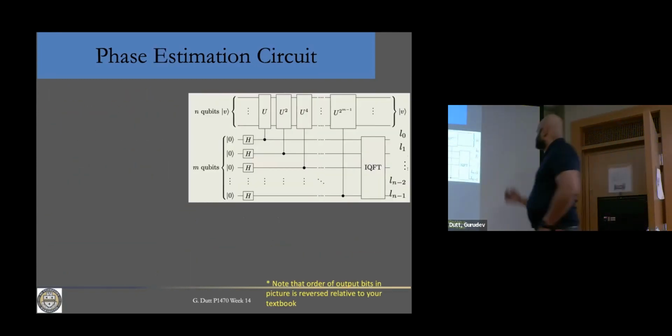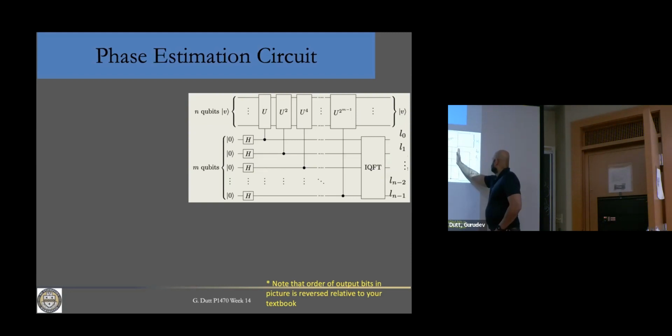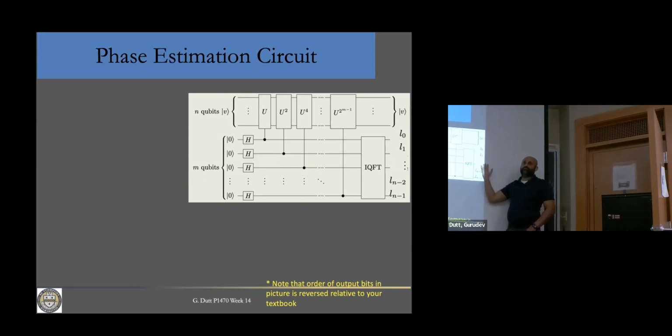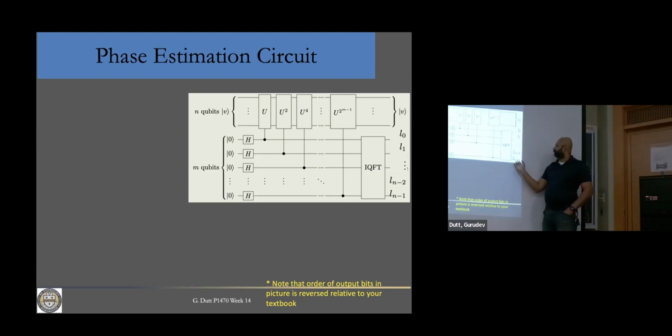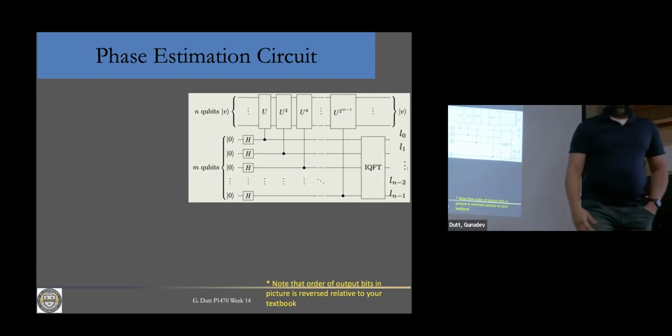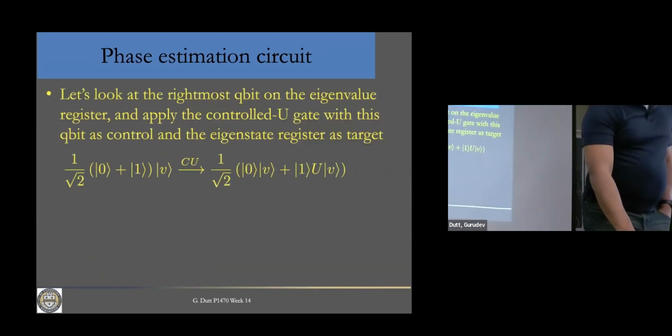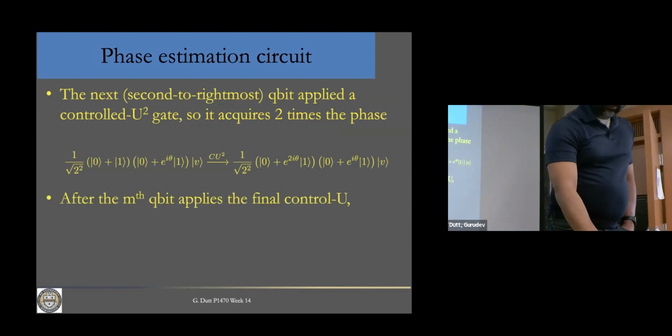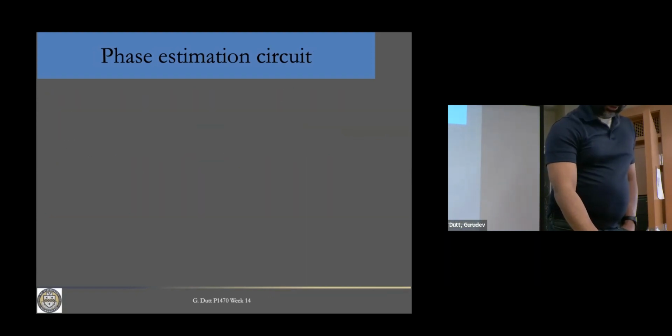So what I'm saying is, up to here is just the application of these controlled U gates, which gives me a superposition that looks just like the quantum Fourier transform. And so if I apply the inverse quantum Fourier transform, I get back the basis state L_{m-1} up to L0. That's the essential idea of that. You can see that here.